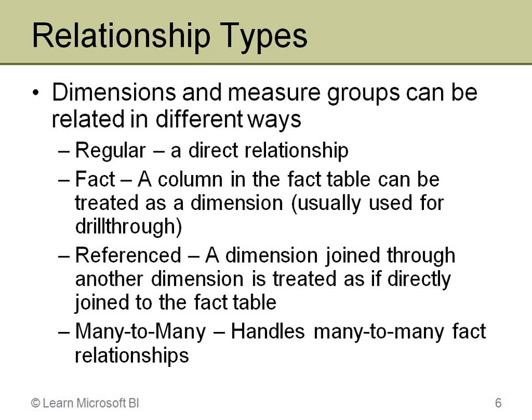A reference relationship, I'll show you that, but that is when you want to have a dimension that's not directly related to the fact table, but you want to treat it like it is. And I'll show you an example of that with the geography dimension. And finally, there's a many-to-many type, and I'll describe that when I get into it, but there will be a whole another video on many-to-many dimensions at some point in the future.